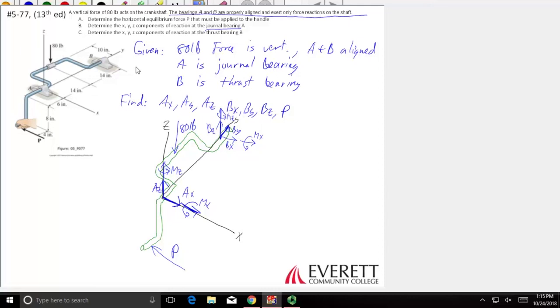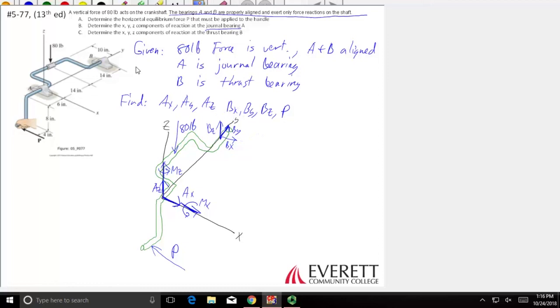So if there are two bearings, all we're going to feel is forces. If there's one, we're going to feel moments. That's what they're trying to say. They're trying to say that bearings A and B both lie on the y-axis, and those are both going to be aligned straight. So what do we do? We erase our moments.